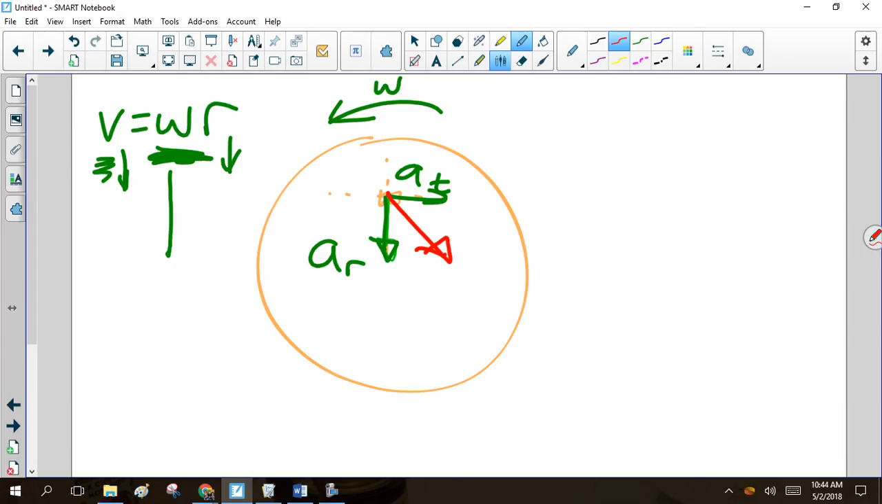Your omega is fixed, but as the block B is pulled towards the center, your radius is decreasing, which means your linear velocity has to be decreasing.